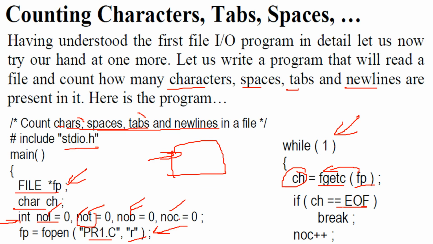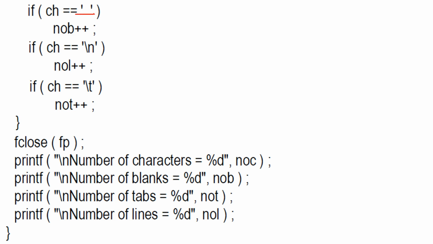If end of file is there, we break, that is, if character is equal to end of file. And every time we read a CH, we increase NOC, that is NOC is nothing but number of characters, so NOC plus plus. But if we get a space, if we get a blank, we get NOB plus plus, so NOB is for the spaces. If we get a \n, that is we have a new line, this is for new line, NOL plus plus. If we get a tab, we increment NOT plus plus.